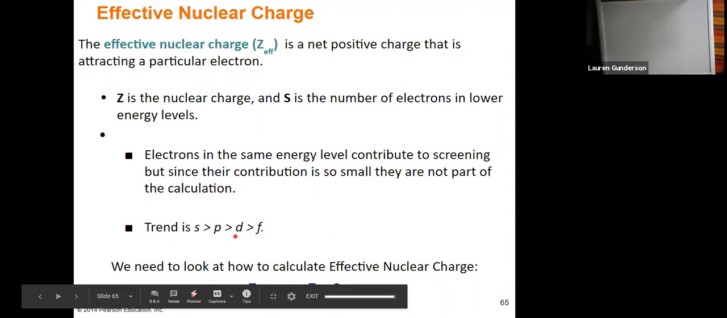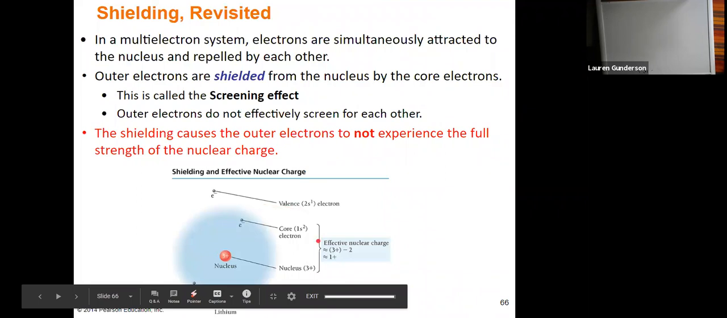But we can calculate an effective nuclear charge by doing some simple subtraction. We're just going to do the Z value minus the S value, and what remains is the effective nuclear charge. That's the charge that the electron you're looking at would actually feel from the nucleus.